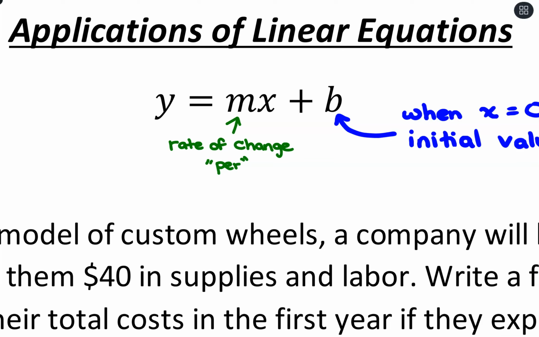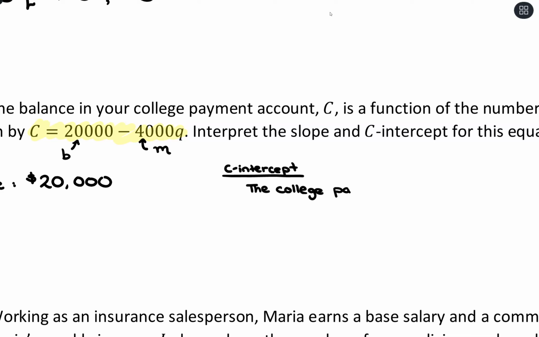Interpreting that, we would say the college payment account starts at $20,000. Or we could say we begin our college payment account with $20,000 deposited, or with a balance of $20,000. Then from there, our slope is, and we need that negative, so it's negative 4,000.